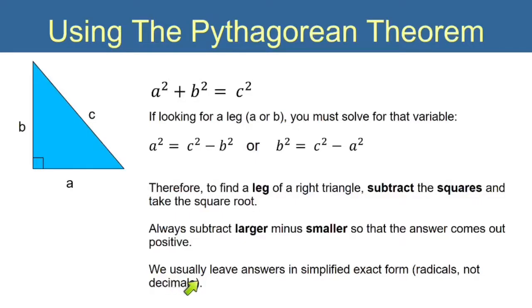Usually in trigonometry, we leave the answers in simplified exact form. And what that means is we leave the answer in simplified radical form and we don't go to decimal form unless we're doing a word problem or something where that's called for. But most of the time, we leave our answers in exact form.